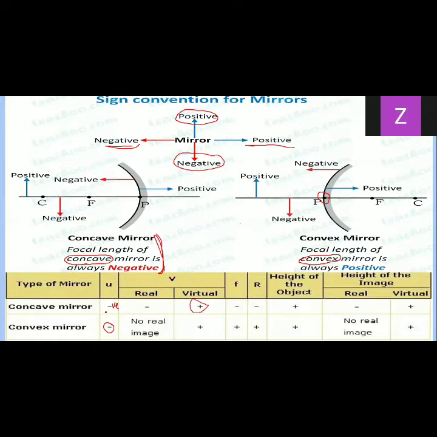Focal length is always negative for concave, positive for convex. Same goes for R, the radius of curvature, which is negative for concave and positive for convex. Height of object, as you can see, is always positive no matter what mirror we are using. Height of image, if it is a real image, is negative. And in convex there is no real image, obviously, it's always virtual. And if it is a virtual image, you can see it is positive. So this table helps in sign convention.